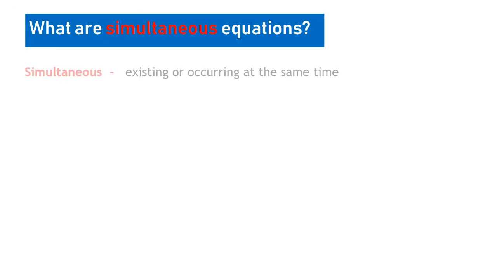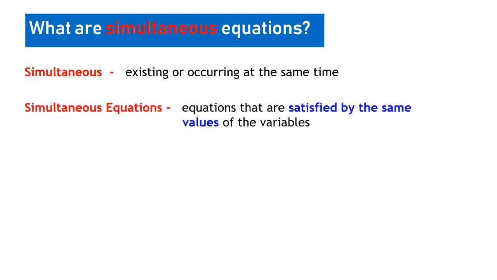First, let's have a look. What are simultaneous equations? The word itself, simultaneous, refers to when things exist or occur at the same time. So, for instance, if somebody says they jumped at the same time, they jumped simultaneously. That's what the word means. But when we bring it to equations, what do simultaneous equations really refer to? Well, they're those equations that are satisfied by the same values of the variables.